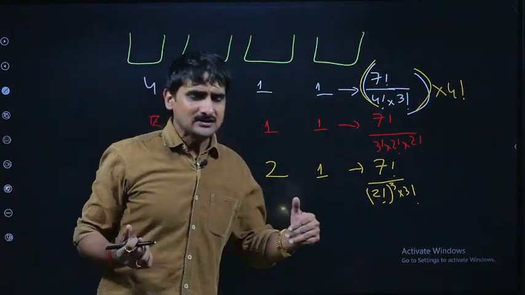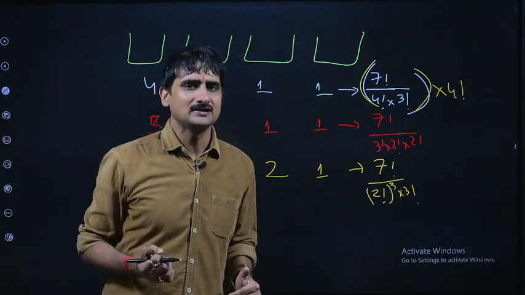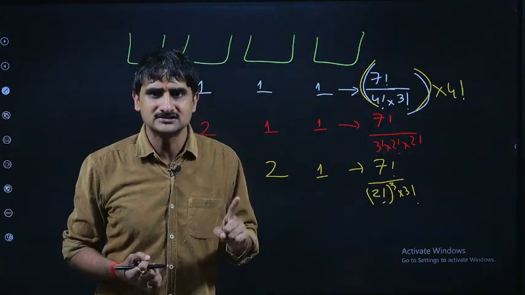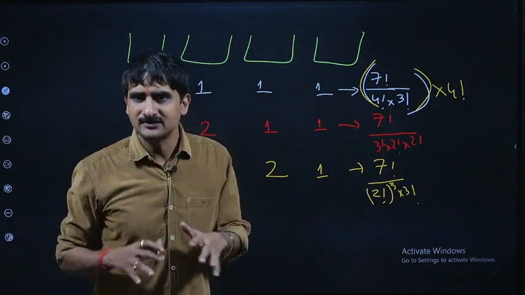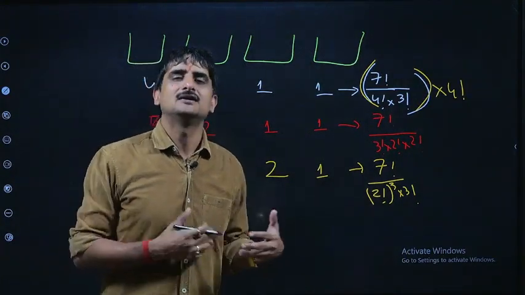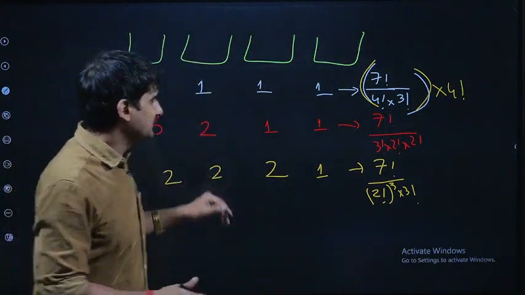Okay, see, identical size group doesn't mean groups are identical till the objects are distinct. Groups will always be distinct. It doesn't matter whether the sizes are identical or distinct. Okay, so that's it. Similarly into 4 factorial.